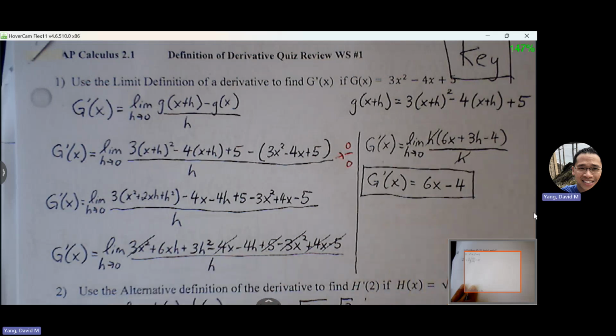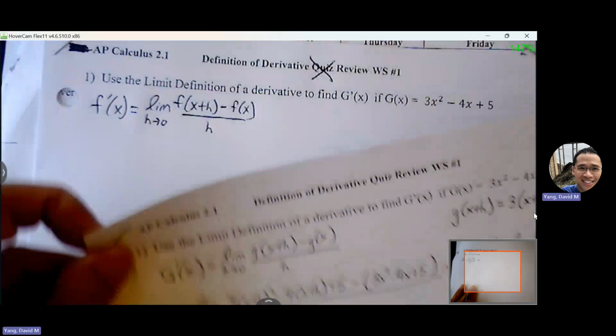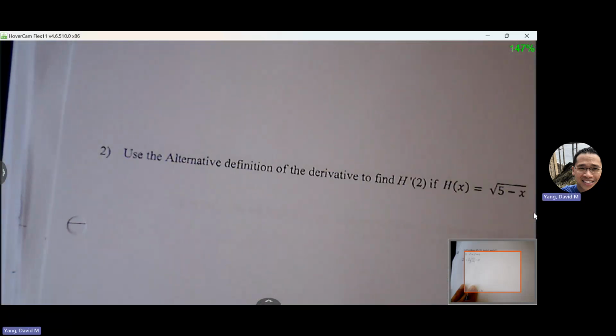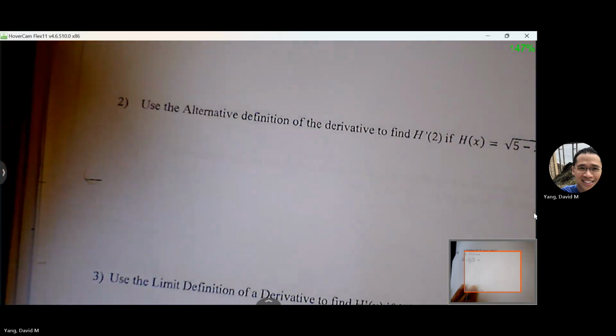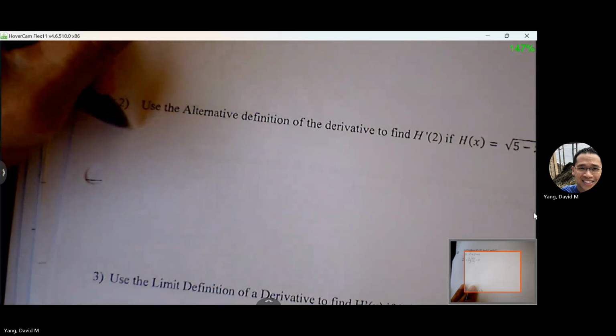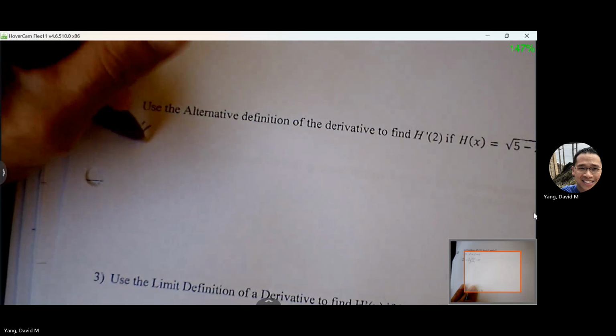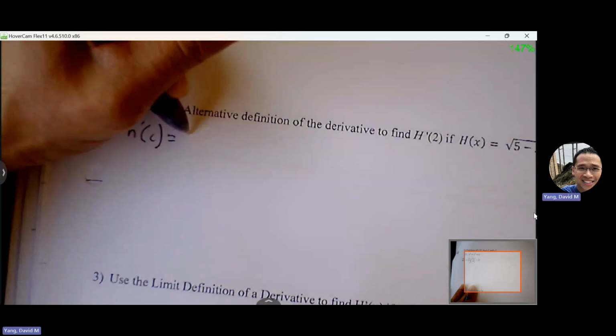Okay. All right, number 2 is an alternate definition. So let me walk through the steps with you. I'll put this up in a second.